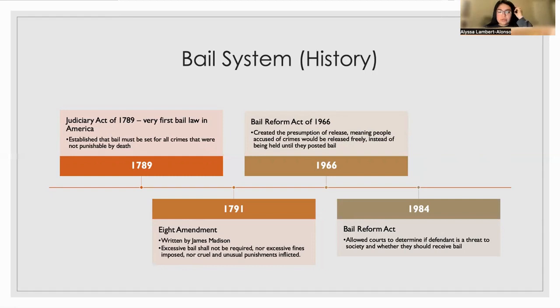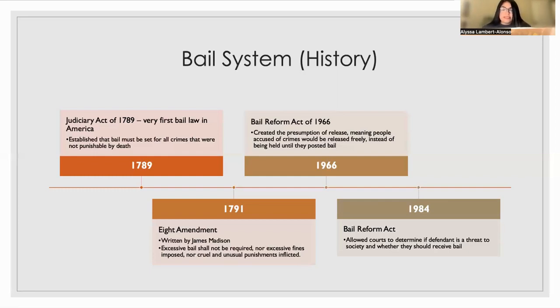So this leads up to 1791, which is when the Eighth Amendment was passed. It was written by James Madison in the Bill of Rights, and it states that excessive bail shall not be required, nor excessive fines imposed, nor cruel and unusual punishments inflicted.